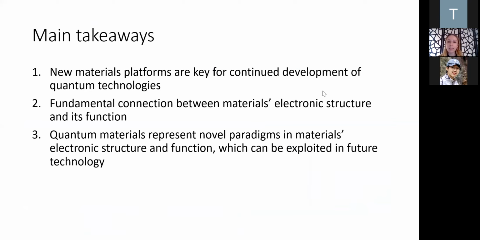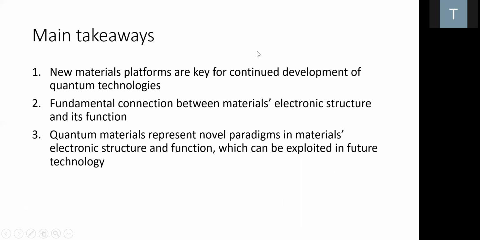So the main takeaways from what I'm going to talk about are as follows. New materials platforms are key for continued development of quantum technologies. And there's a fundamental connection between a material's electronic structure and its function. So how electrons move around in that material and what you can do with that material. And quantum materials represent a number of novel paradigms in materials' electronic structure and function that can be exploited in future technology. And I'll give a couple of examples about how this might work.